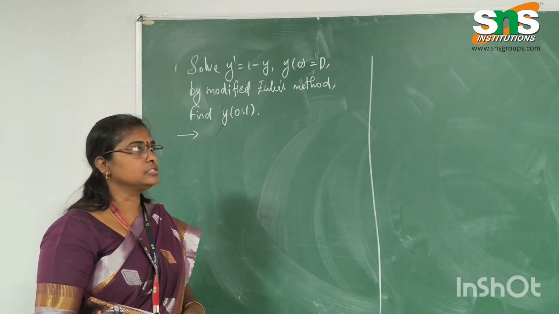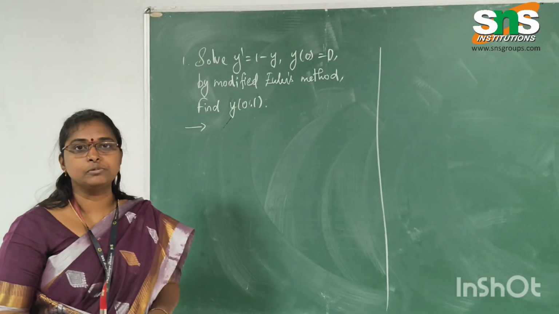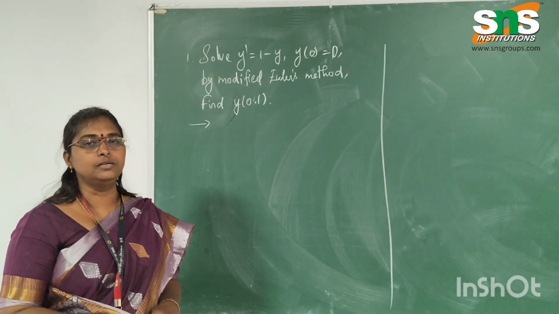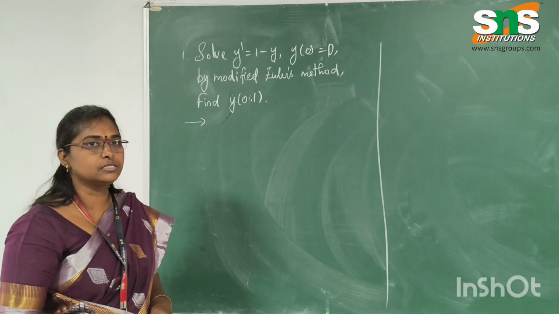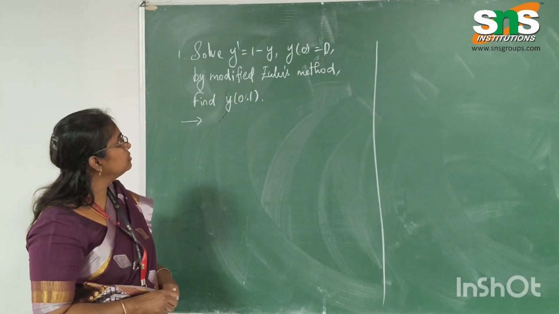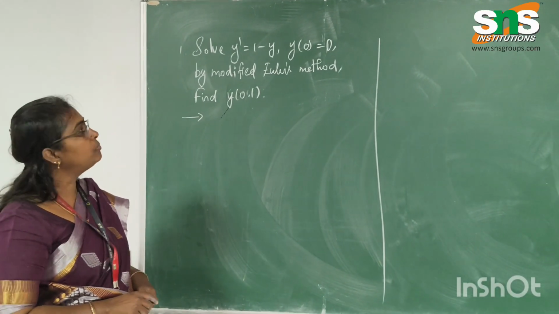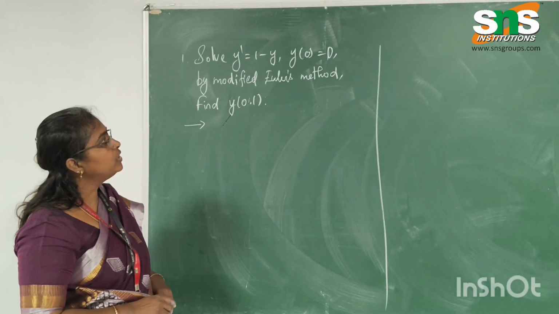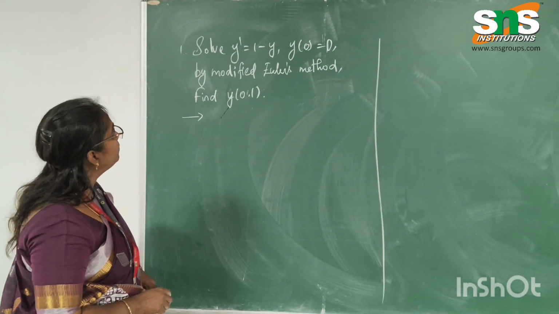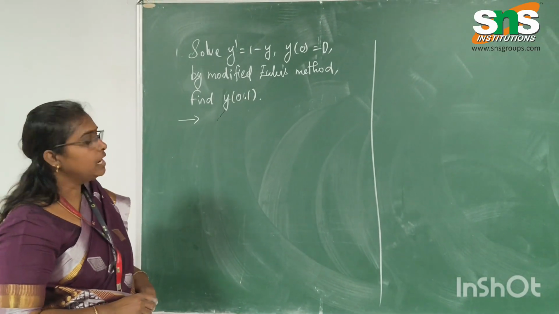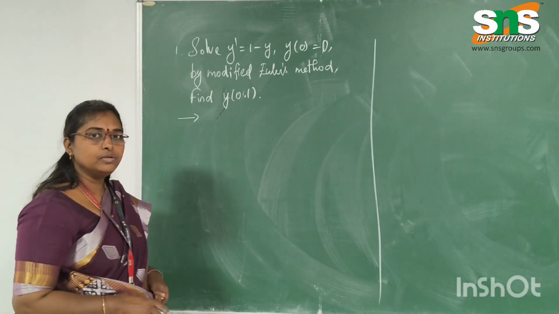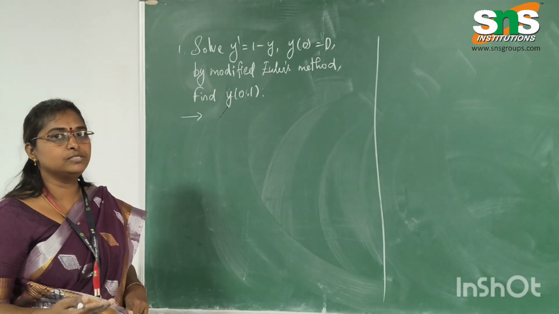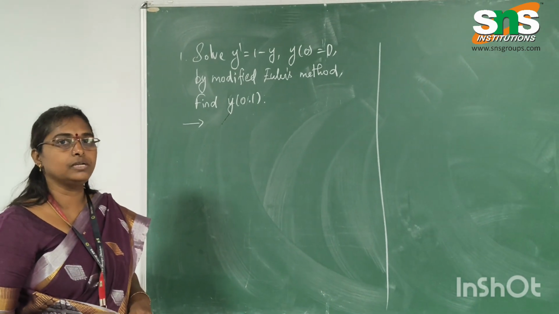Today I am going to discuss the modified Euler's method. Already we know about Euler's method, so this is an extension of it. We can discuss it now with a sum: solve y dash equal to 1 minus y. The given condition is y of 0 equal to 0. By the modified Euler's method, we want to calculate y of 0.1, and we can follow the same thing for y of 0.2, 0.3, whatever it is.